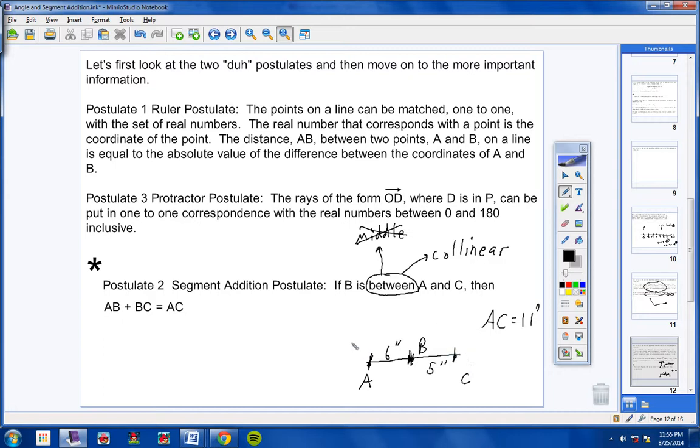Okay, let's move on to one more postulate, and then we're going to look at 4 or 5 examples, and then we'll be finished for the video.